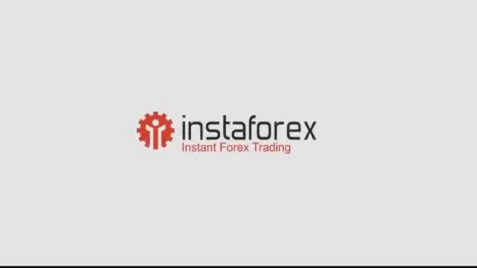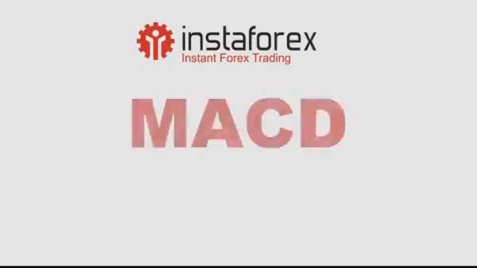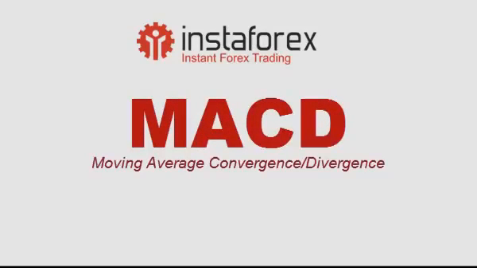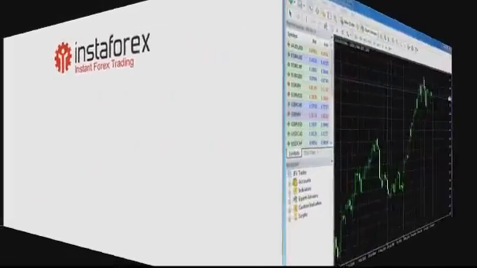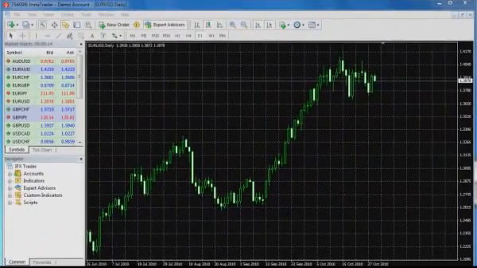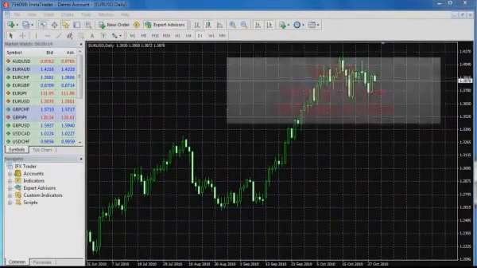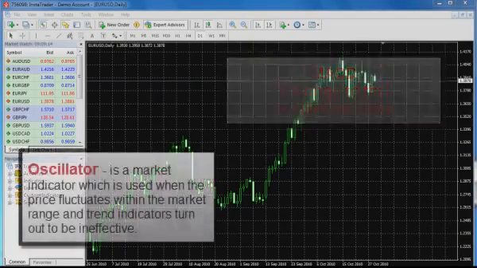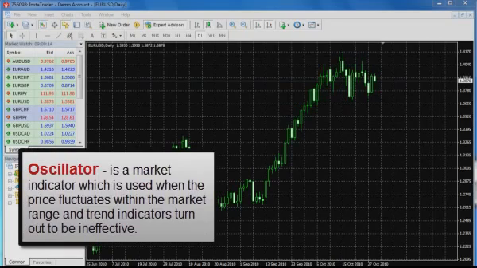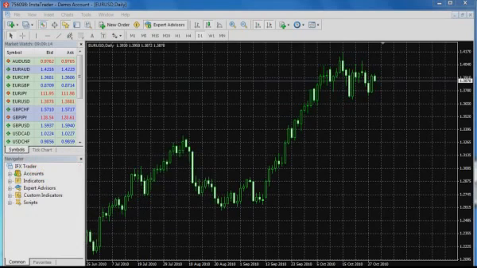Hello, today we will give consideration to the MACD Oscillator indicator, one of the favorite and most frequently used oscillators among beginning traders and professionals as well. The MACD indicator was generated by a trader from New York, Gerald Appel, and is related to the oscillators class. However, it is formed on the basis of moving averages of different periods, and that is why it combines the best features of trend indicators and oscillators.